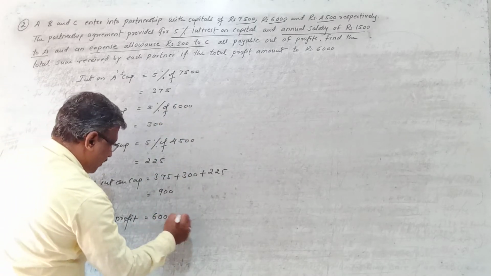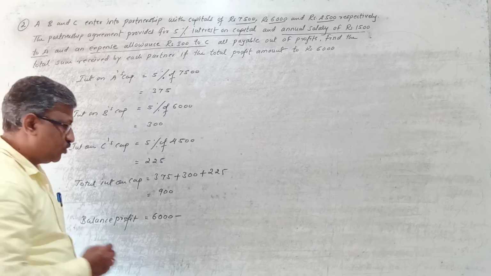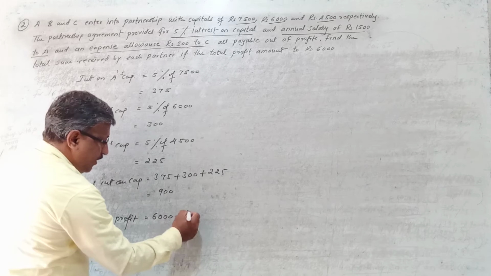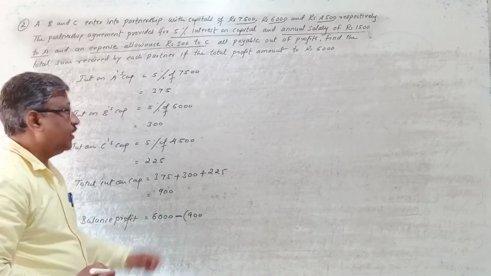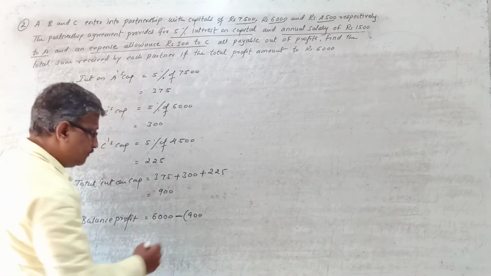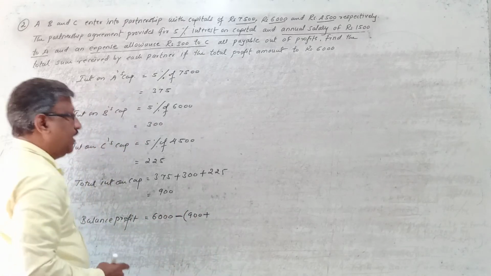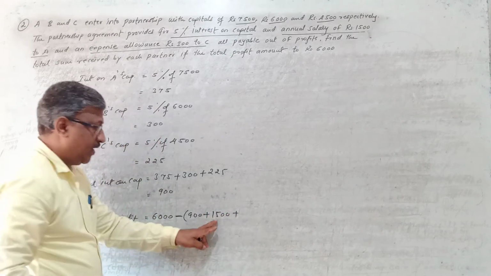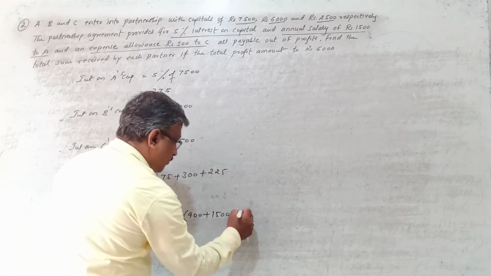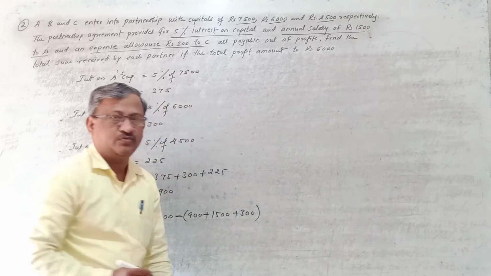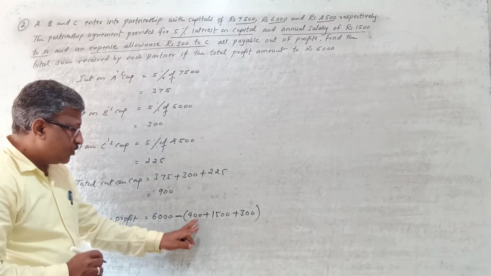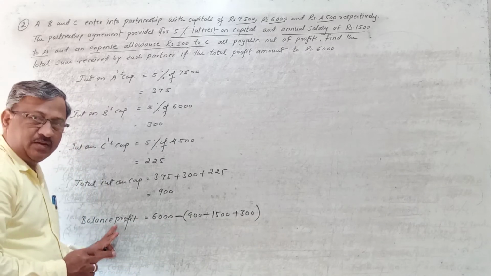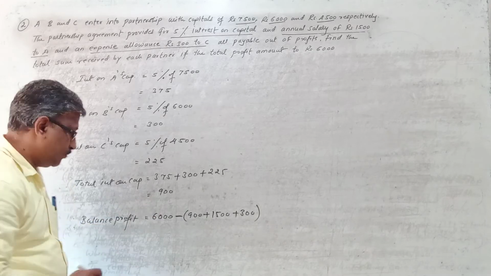What is my total profit here? 6,000 rupees. So from 6,000 rupees, minus, into bracket you write. Into bracket first what you have to pay? 900 rupees interest on capital you have to pay. After paying interest on capital 900, then you have to pay salary of rupees 1,500 to A. Means you have to minus 1,500 rupees salary. Then we have to minus what? 300 rupees expense allowance which is paid to C. So after paying these three things from the total profit, what balance will remain? That we have to distribute in the capital ratio.